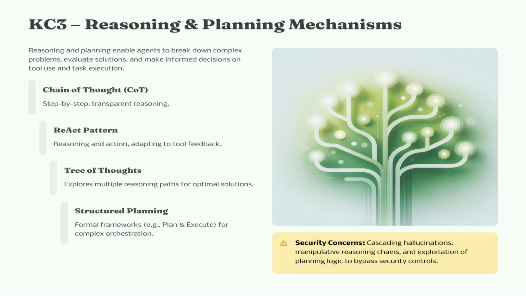Additionally, the tree of thoughts helps agents explore multiple reasoning pathways, ensuring they arrive at the most optimal solutions. However, it's essential to be aware of potential security concerns, such as cascading hallucinations and manipulative reasoning, that could undermine the integrity of decision-making processes. Next, we'll delve into how memory architecture enables agents to maintain a persistent state, learn, and share knowledge effectively.